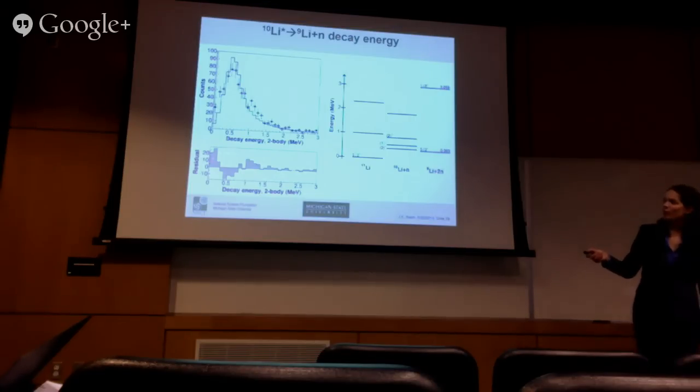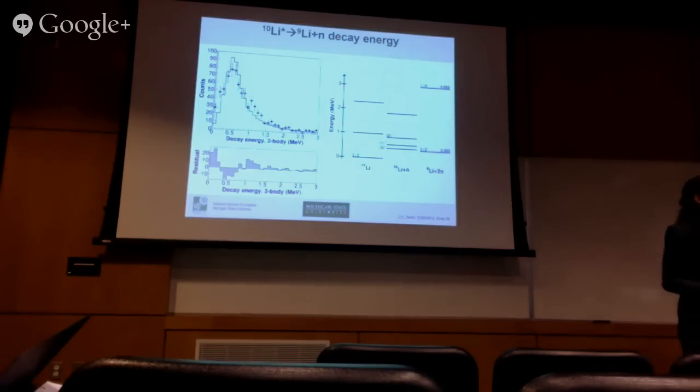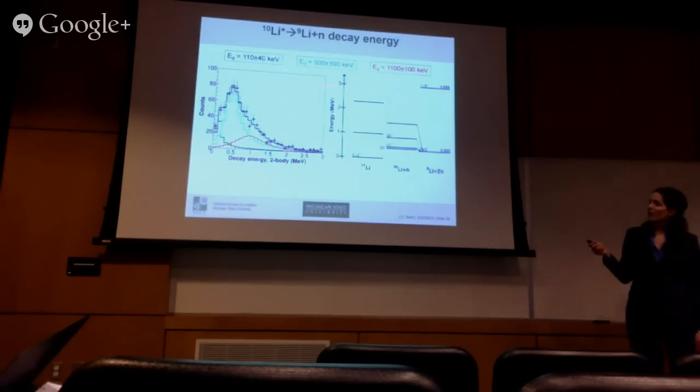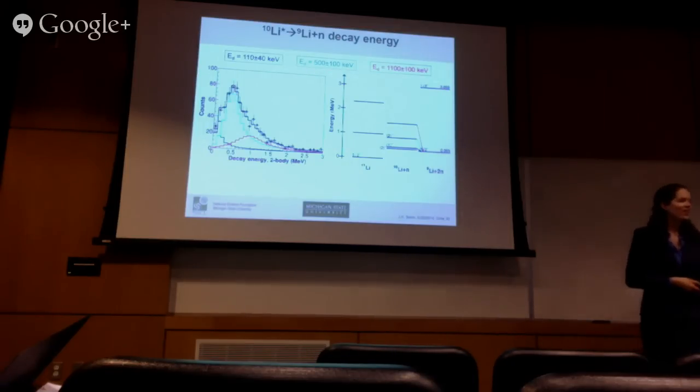And if we want to be able to fit both this low energy and this higher energy, we're actually going to need two more line shapes. Our best fit with three line shapes was a state at 110 keV, another at 500, and a third one at 1100 keV.